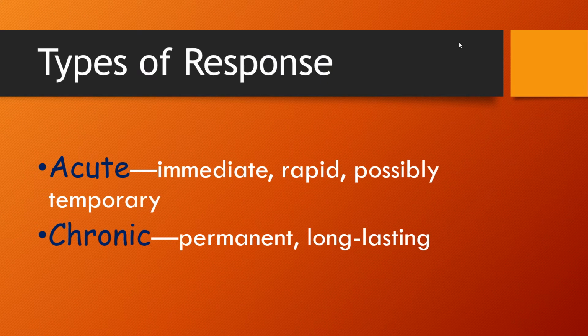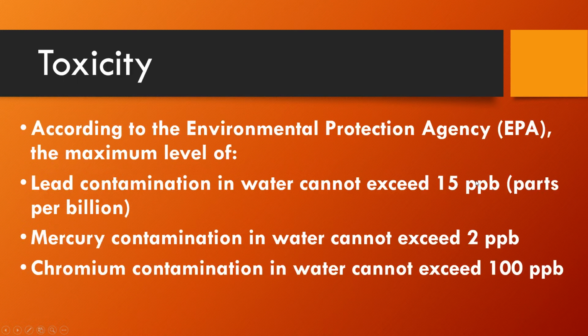All right, so types of response. You can have what is called an acute response, which is immediate, rapid, possibly temporary. For example, an asthma attack or even getting the flu. You are exposed, you have a response, you're going to get over it. Chronic is more permanent or long lasting. Maybe being diagnosed with, say, cystic fibrosis would be a chronic issue. Not to say acute can't be very serious, but it usually comes on very quickly and possibly can be temporary.